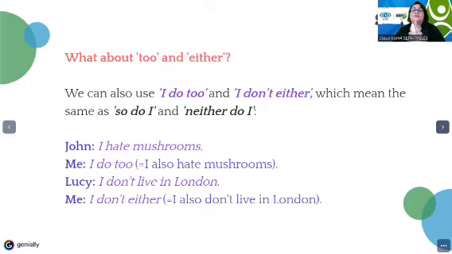I do too. And instead of neither do I, I'm going to use either. The equivalent of so do I is I do too. Neither do I, the equivalent is I don't either. They are the same, but they are used in different structures and different positions. So if I'm talking about either, it is at the end, not at the beginning. In the previous example I used neither do I, but now, I don't live in London. I don't either. Either is at the end.